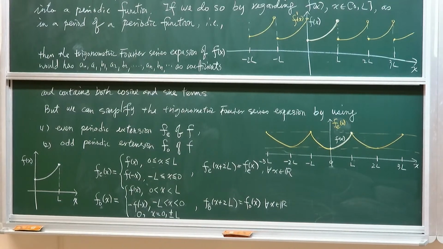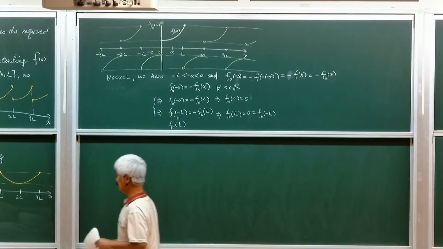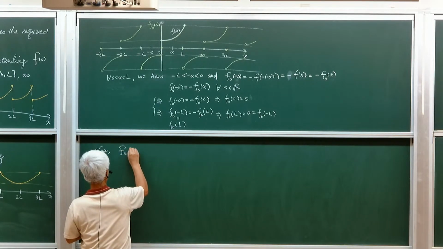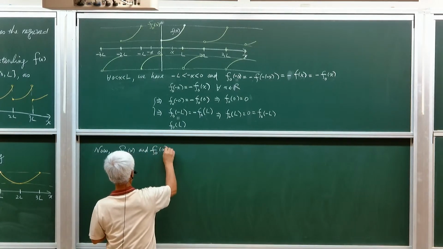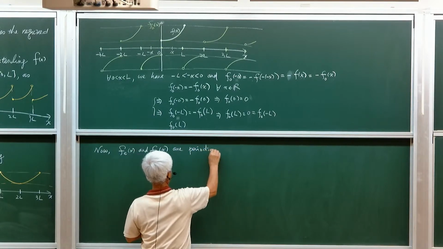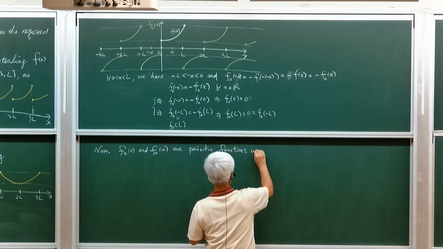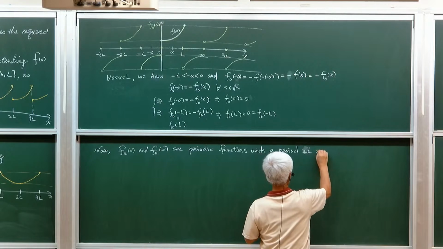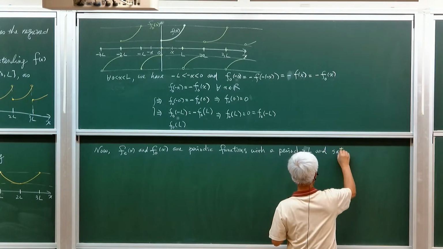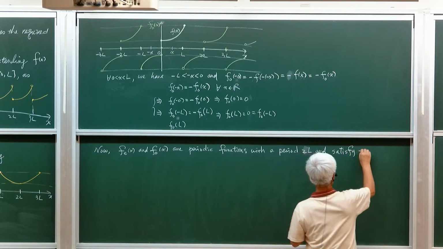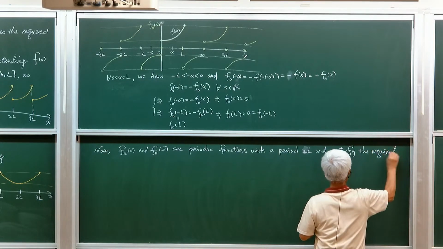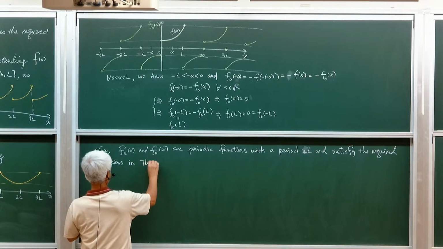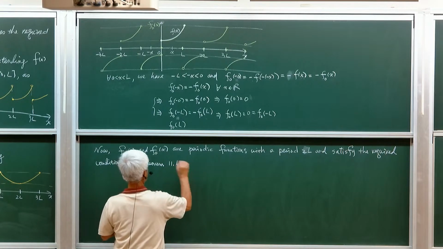All right, and so now f e of x and f o of x are periodic functions with a period 2L and satisfy the required conditions in theorem 11.1.2.